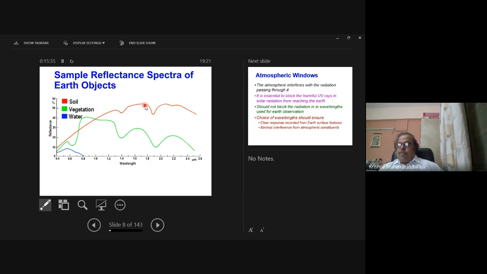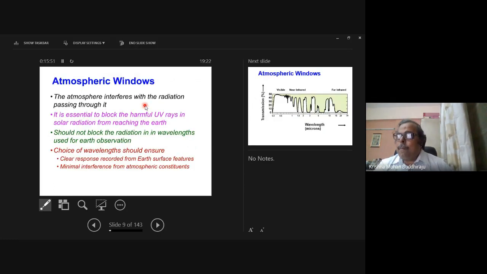Okay, so you can build up. These are built using either laboratory studies or field studies, and then they are used as a guideline for analyzing the space-bound data. Now, we know that with appropriate set of wavelength bands in which the sensors are operating, you'll be able to discriminate between different kinds of objects on the Earth.